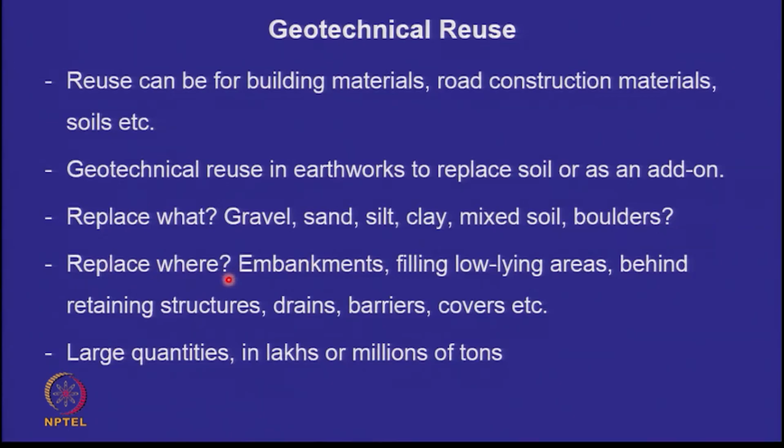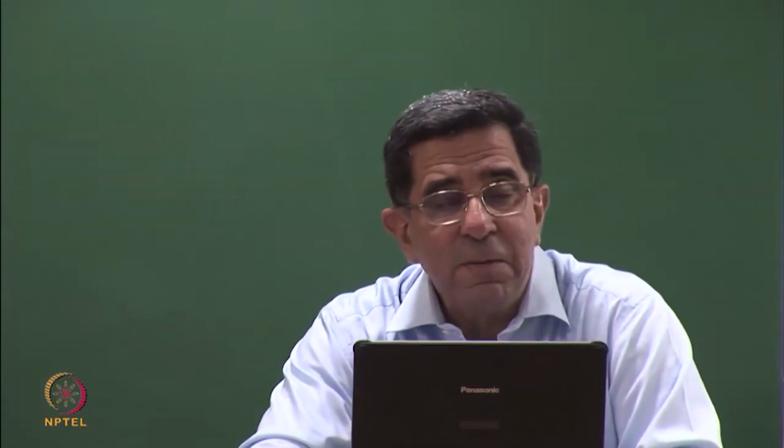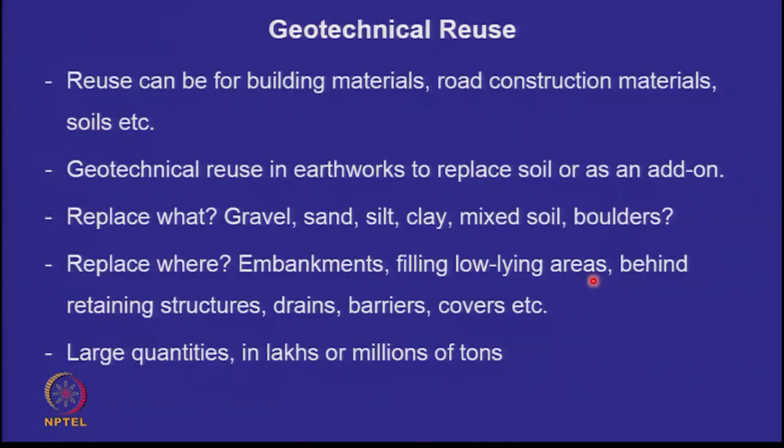But where would you like to replace it? What elements? As I said, embankments for roads, lakes and reservoirs, and filling low-lying areas. Many areas are flood prone. You may be buying a plot for your house and find that it is lying below the road level. You are worried that when the rain comes, all the water from the road will come into your plot, so you will raise the level of your ground above the road level to build your house. So, filling low-lying areas, we might want to do earth fill behind retaining structures, we might want to replace soil in drains, in clay barriers, in covers, etc.